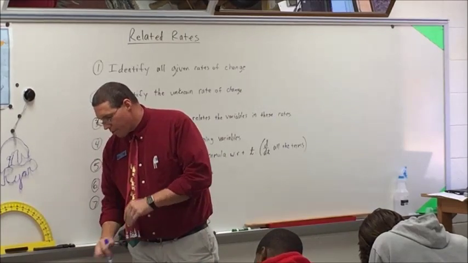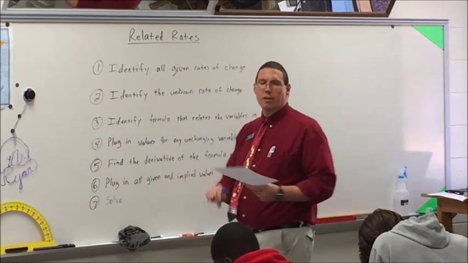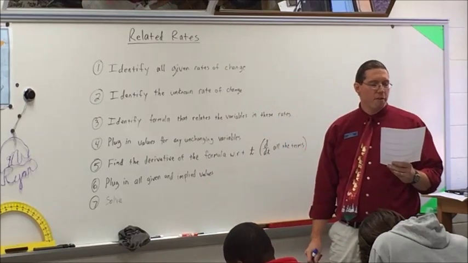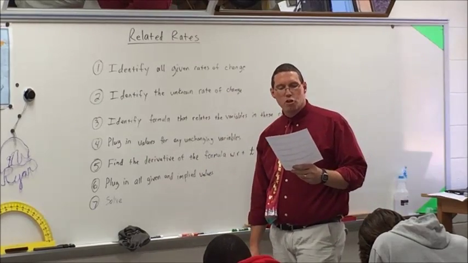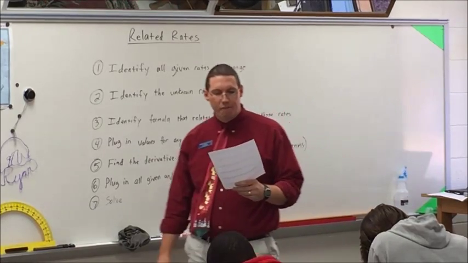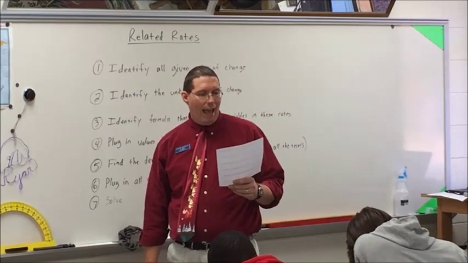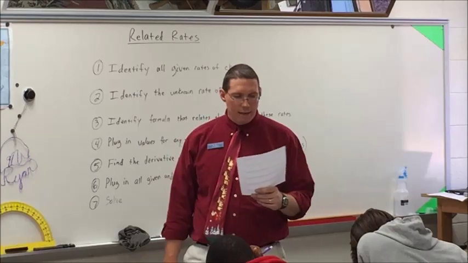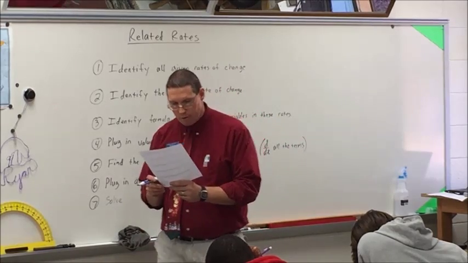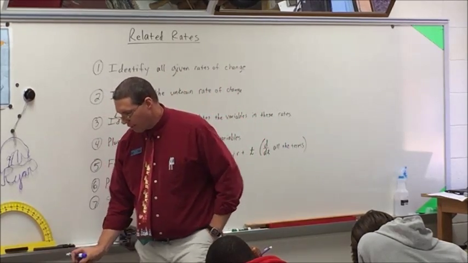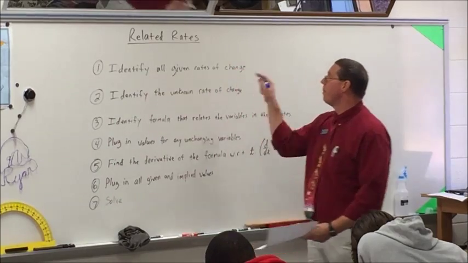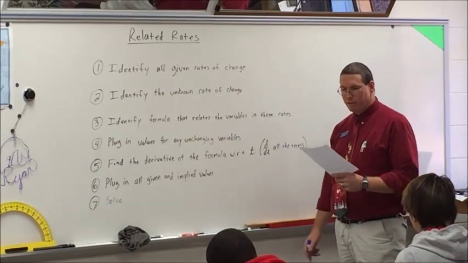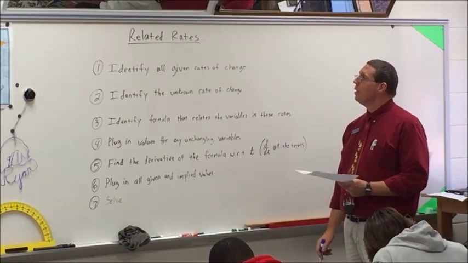Question number 3 says, the circumference of a circle is growing at the rate of 5 yards per minute. At what rate is the radius growing when the radius is 4 yards? Okay, so take a few seconds. You come up with part 1. I don't want to give it to you. You come up with it.